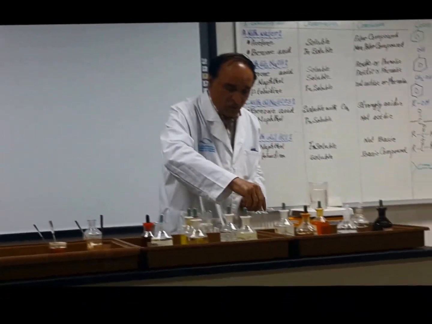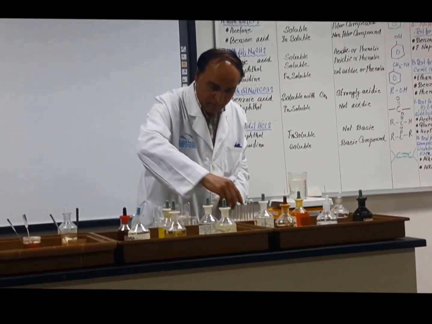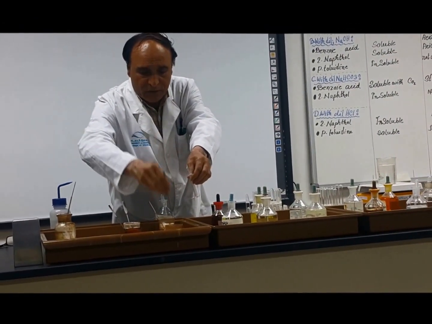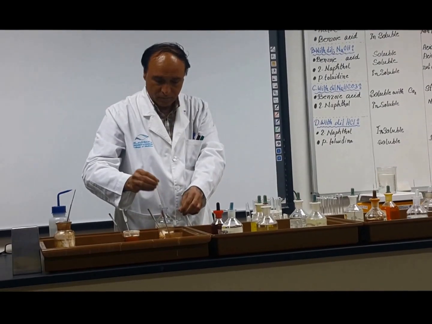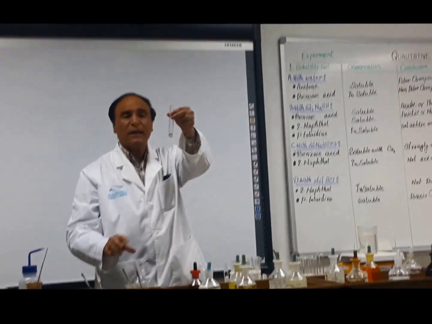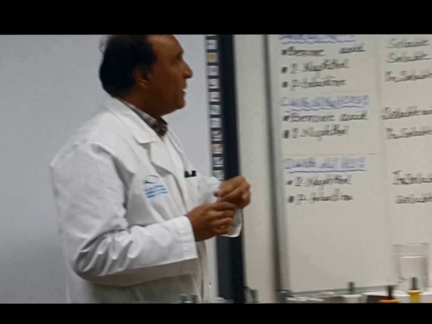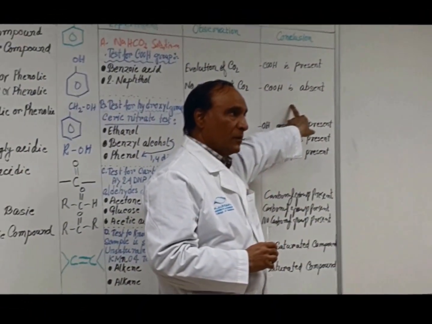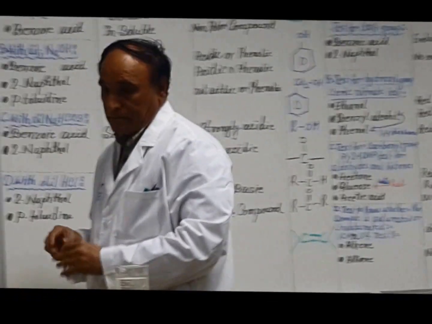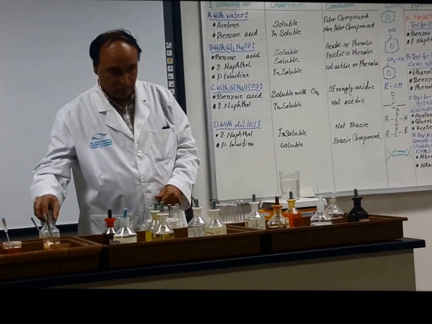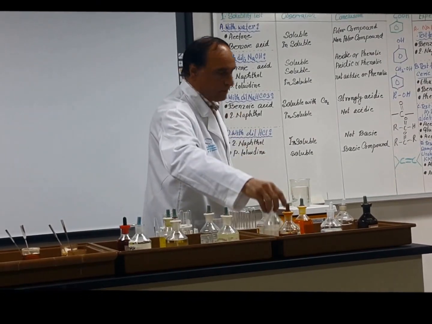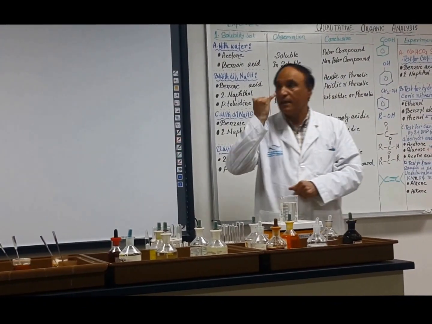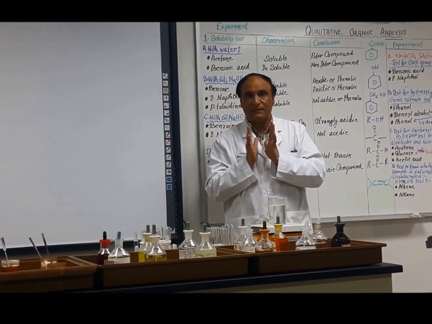And 2-naphthol is a very weak acid. 2-naphthol is very, very weak acid, I told you. So if we put it into it, no carbon dioxide is produced. So we will say, for example, today we will write it like that, carboxylic group is absent. Alright? Effervescence means bubbles, carbon dioxide.